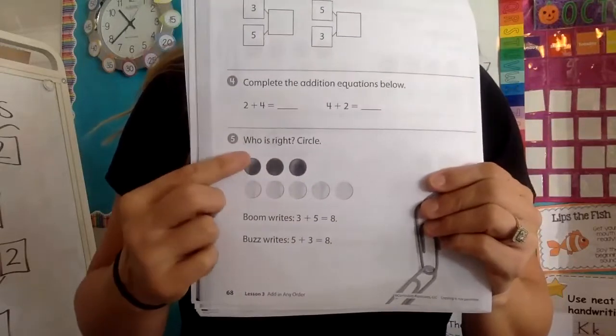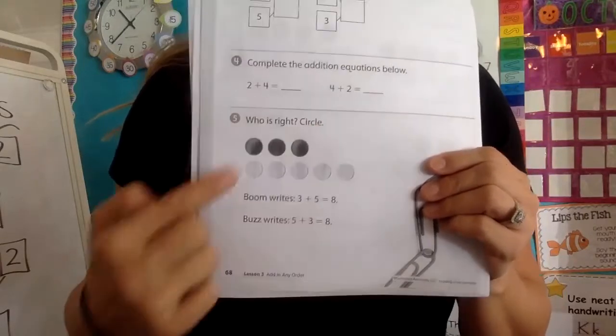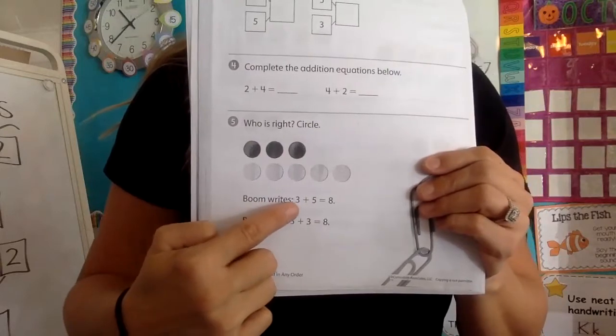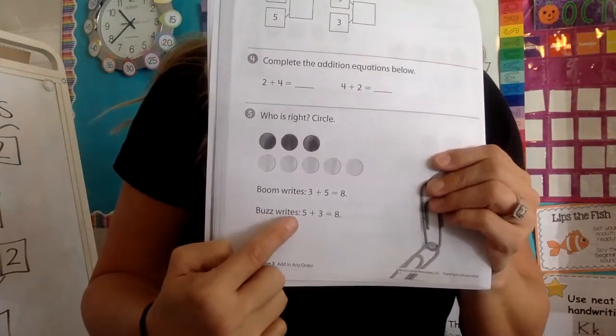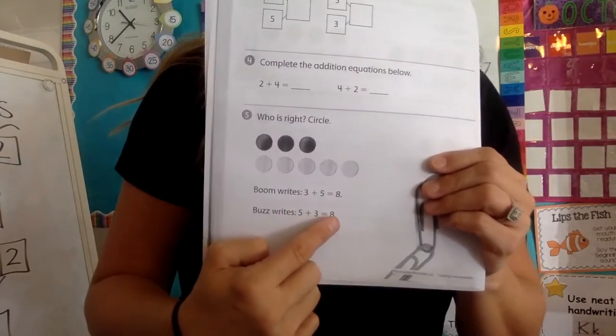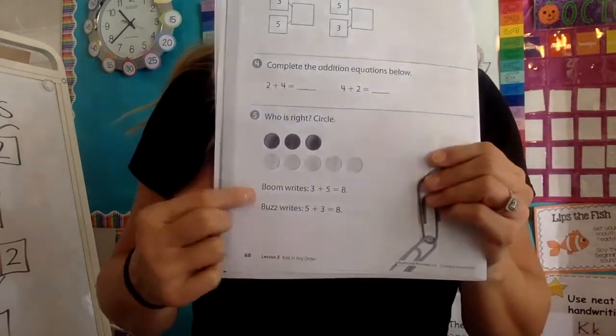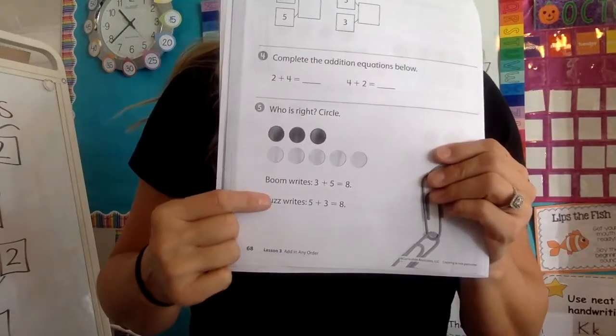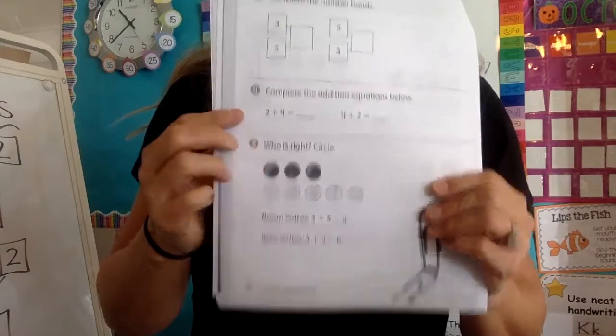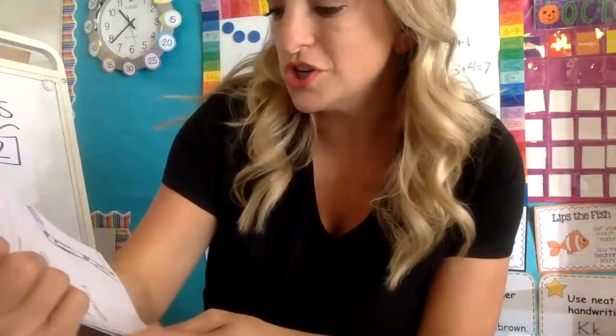All right, who is right? Circle. Boom writes 3 plus 5 equals 8. Buzz writes 5 plus 3 equals 8. Well, Boom is putting 3 before the 5. Buzz is putting 5 before the 3. They're both right. So you're going to circle them both, okay? And you know what this is?